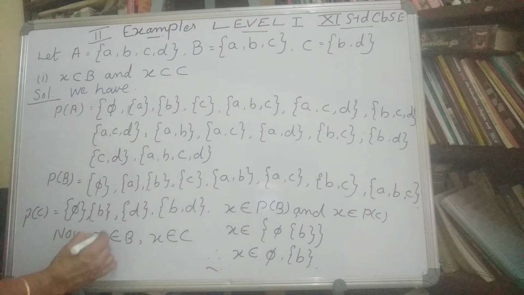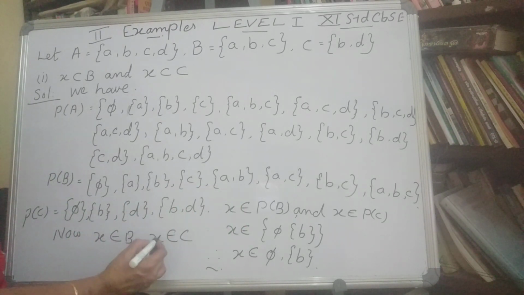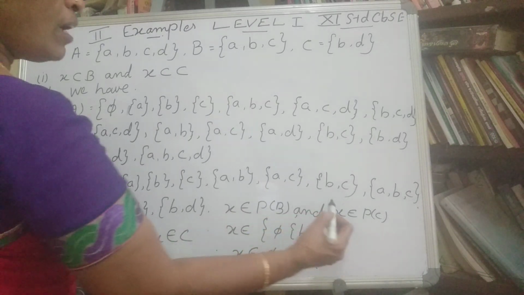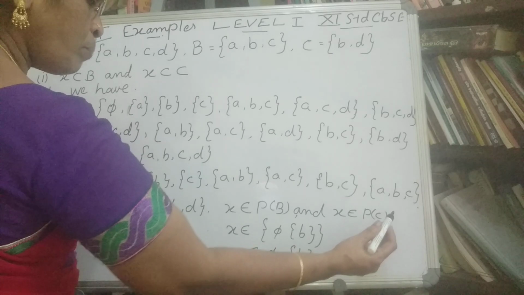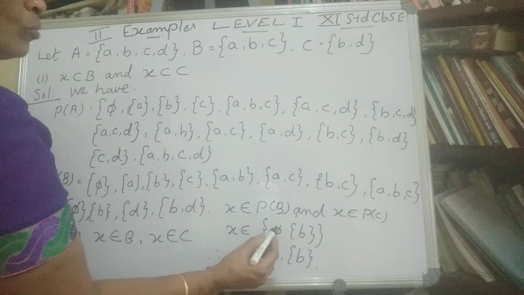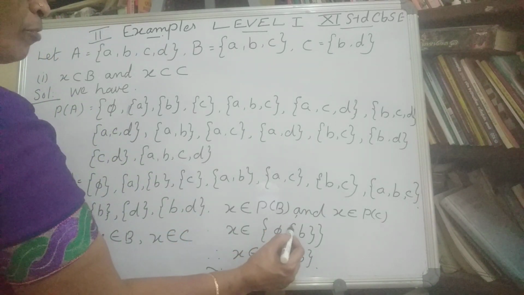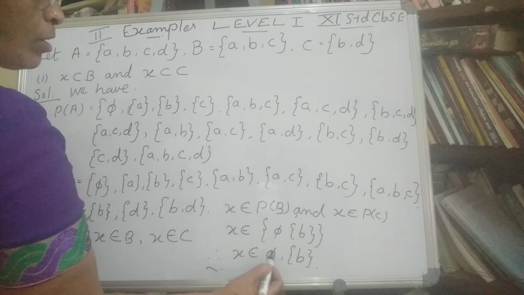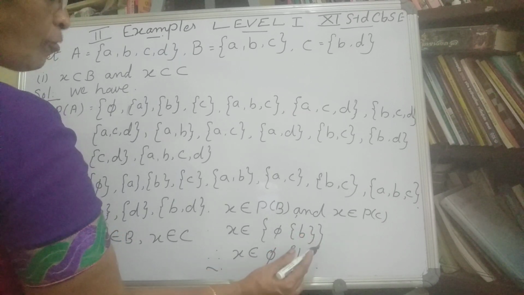Then now X belongs to B and X belongs to C. X belongs to P of B and X belongs to P of C. X belongs to null set, set of null set and set of B. Therefore the answer is X belongs to null set and set of B. That's all.